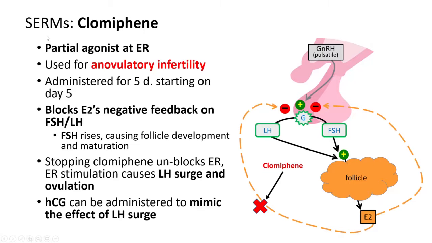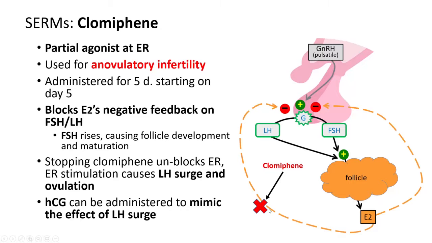Another example of a selective estrogen receptor modulator is clomiphene. As we see here on the right-hand side, clomiphene is a partial agonist at the estrogen receptor. By doing that, it blocks or inhibits the negative feedback, so the gonadotropes release more LH and FSH that will stimulate the follicle to secrete estradiol. So it's used for anovulatory infertility.